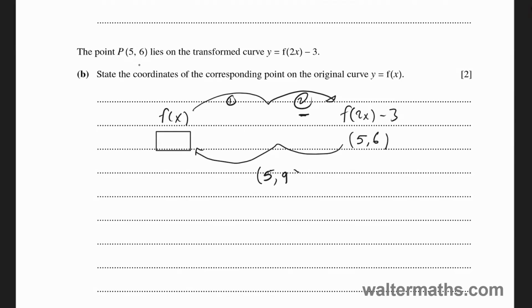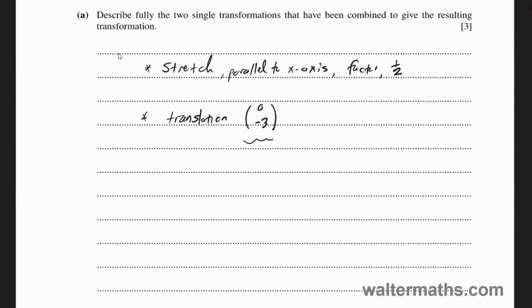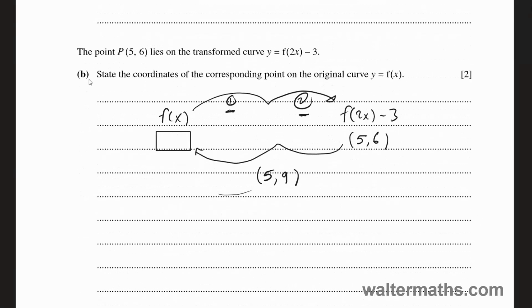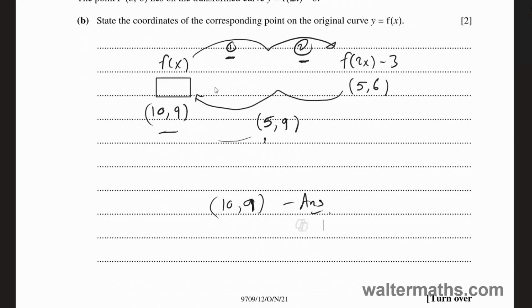So it's (5, 9). And then when we go on back, the reverse of transformation 1, which was a stretch of a factor of a half, where we would multiply the x coordinates by half. Here we'll multiply the x coordinate by 2 as the reverse. So multiplying this by 2 would give us 10. So (10, 9). So essentially, the original point was (10, 9). So that's how we do it for this particular question.